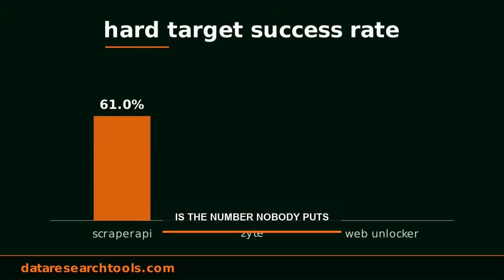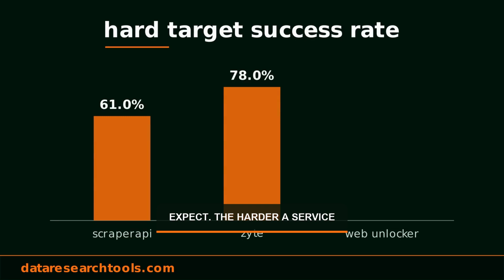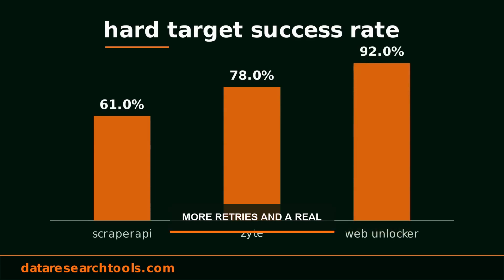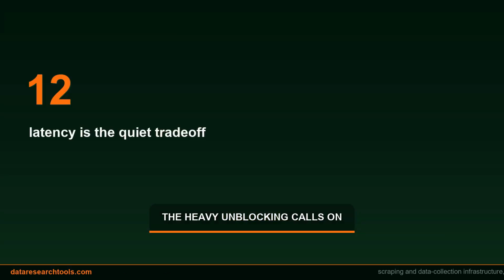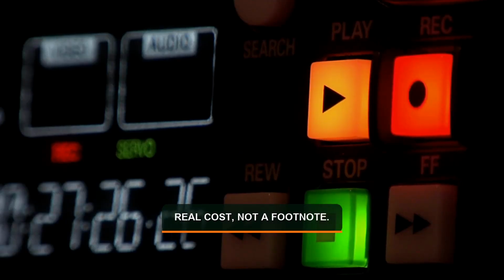Speed is the number nobody puts on the marketing page, and it matters more than people expect. The harder a service works to get through a defended site, the longer each request tends to take, because more retries and a real browser cost seconds. In my runs, the simple fetches came back quickest, and the heavy unblocking calls on the hard target were noticeably slower per page. If you are pulling a large volume, that per page latency multiplies into hours. The strongest tool is often the slowest, and that is a real cost, not a footnote.